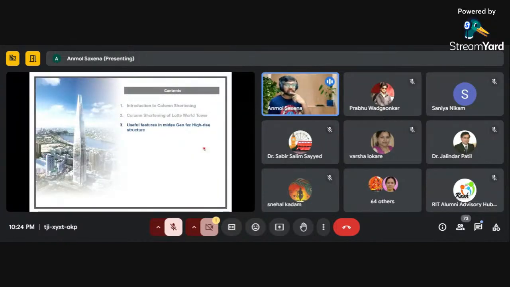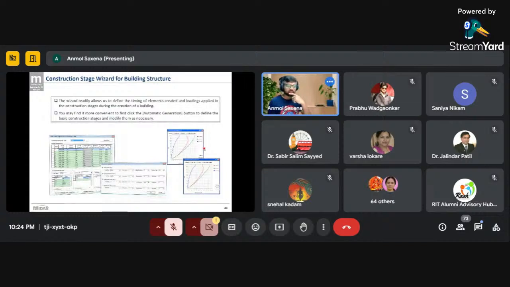Now, the next part is useful features of Midas Gen in terms of high-rise structures. First of all, we'll talk about the construction stage itself. For modeling the construction stages, we provide automatic generation of these construction stages with the wizards. We just need to enter the sequence of the loading which are coming, and then automatically the software will model the construction stages. After the modeling, you'll also get these column shortening graphs. This column shortening graph will be up to the cast level and subsequent to the cast level. Both types of results we get.